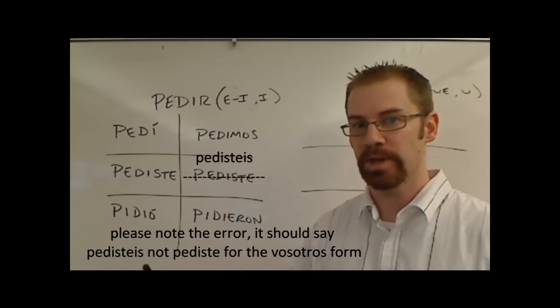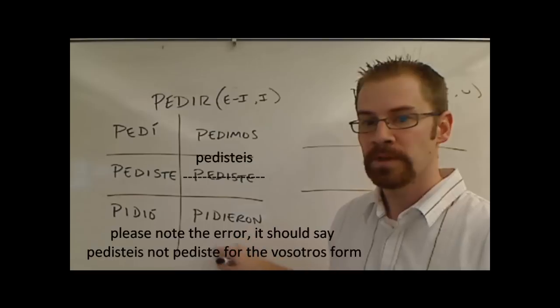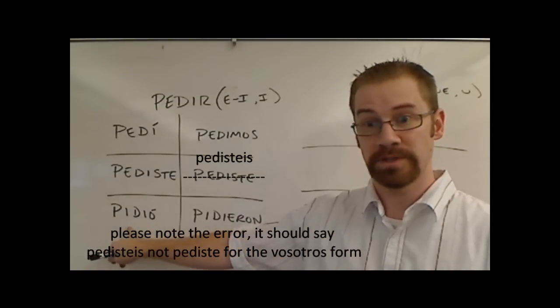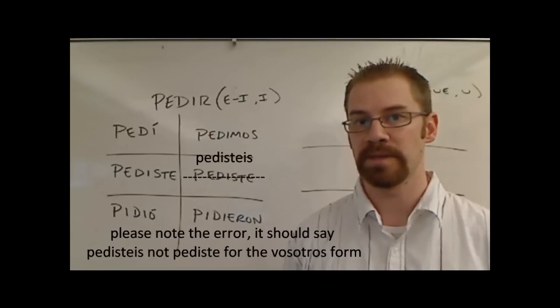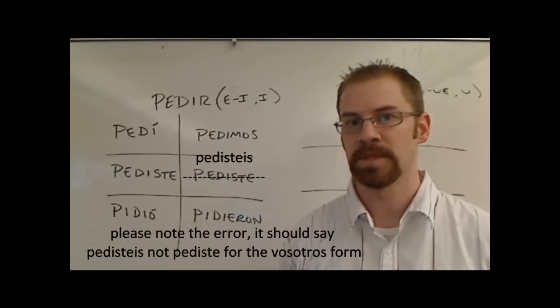So for pedir in the preterite, your endings are going to be the same as any other IR verb in the preterite. But in these two instances right here, that E is going to change to an I. So the pronunciation, just so you know, would be like this. Pedí, pediste, pidió, pedimos, pedisteis, pidieron.